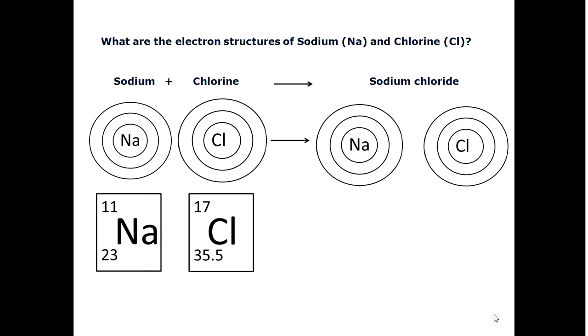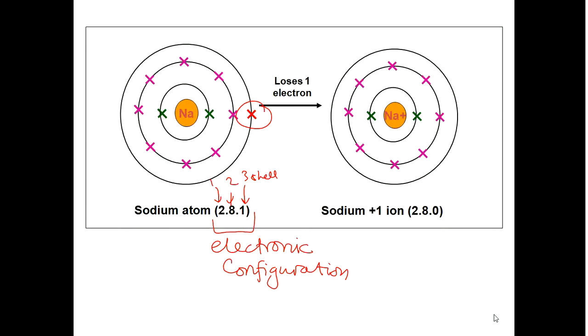What are the electron structures of sodium and chlorine? Try to complete this question on your own. Now let's go over the answer. Sodium atom loses one electron to become a sodium ion. Sodium ion has electronic configuration 2,8,0, and sodium atom has electronic configuration 2,8,1, with 1 in its third shell.